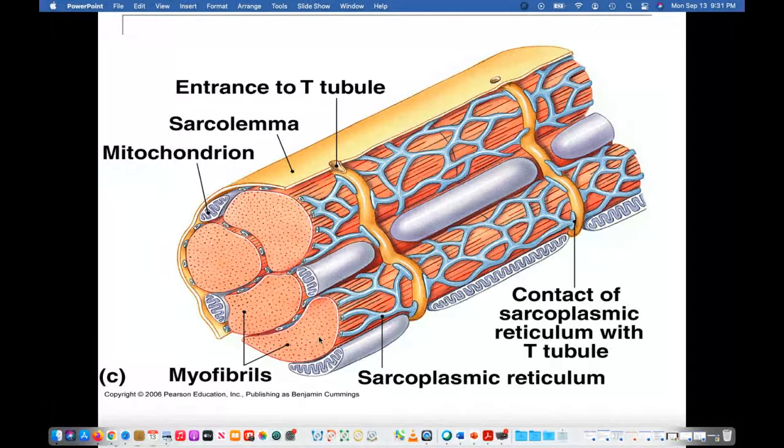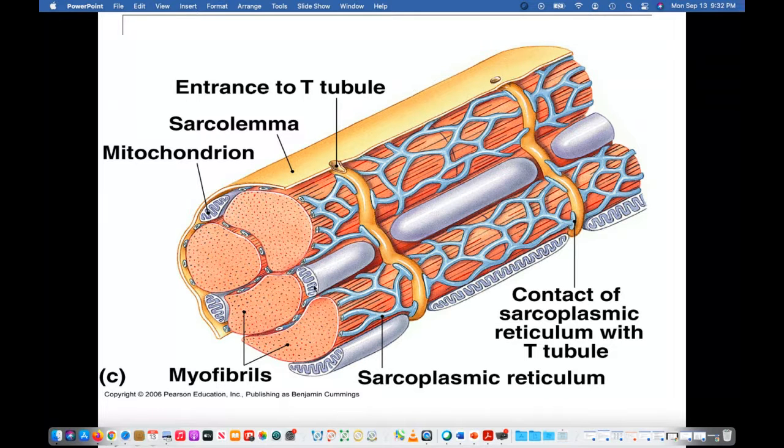The myofibrils are going to make up what is referred to as the functional unit of muscle called a sarcomere. A sarcomere is the functional unit of muscle. And a sarcomere is made up of different types of protein fibers. You may have heard of actin. You may have heard of myosin. Those are some main contractile proteins, but they're structural proteins. They're structural proteins and regulatory proteins as well, which I'll get into.